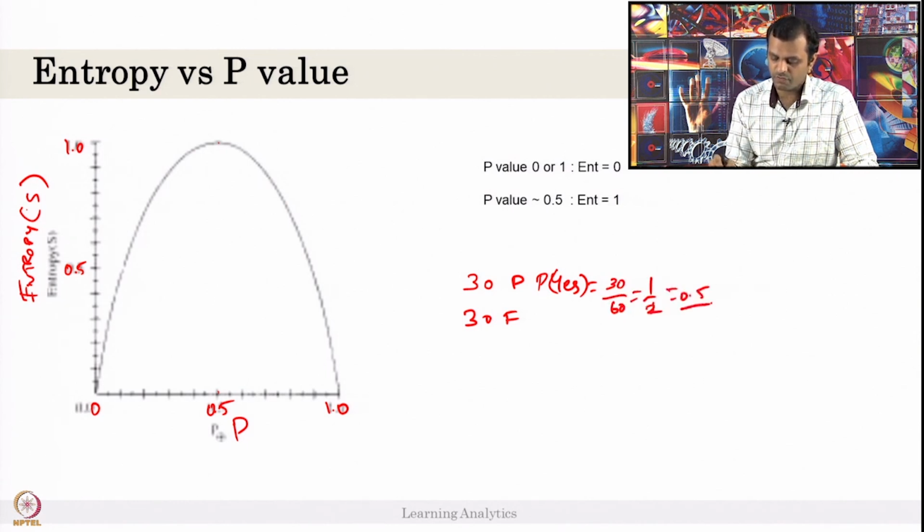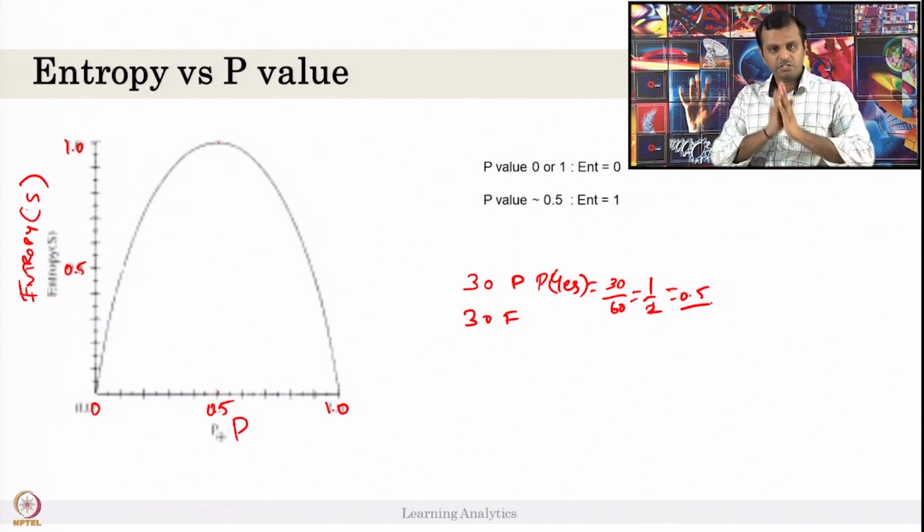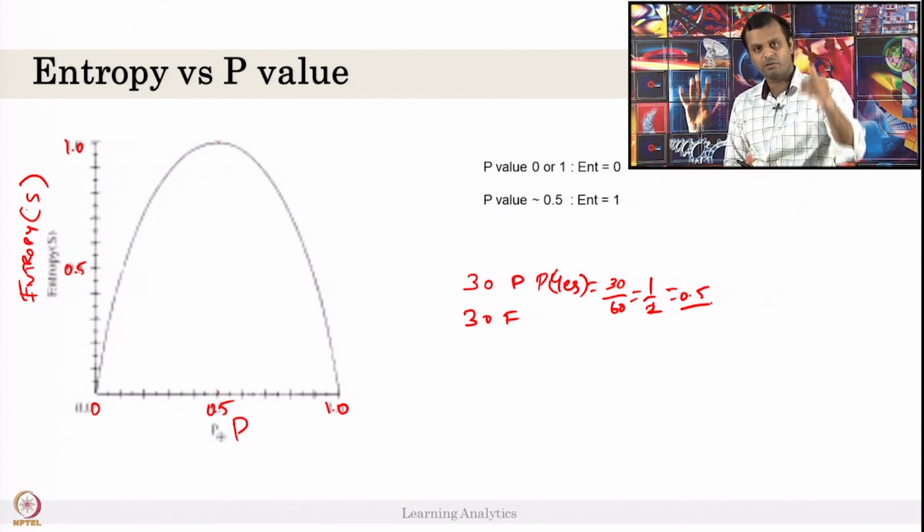So, 0.5, right. The probability of passing the exam is 0.5, which means the probability of failing is also 0.5. If there are 60 students, half of them can pass, so there is uncertainty, like equal value. If you pick any student, it can be either pass or fail. So, it is always a 50% probability. So, the entropy is high.